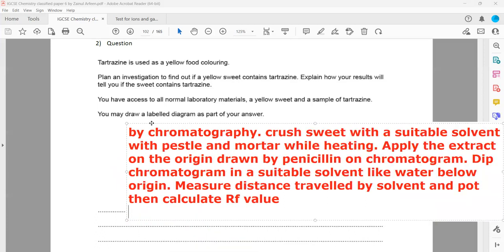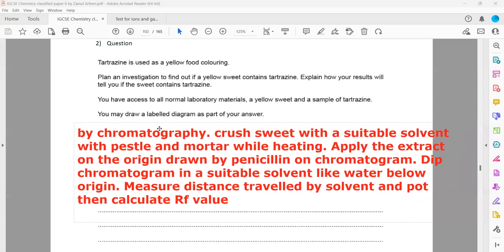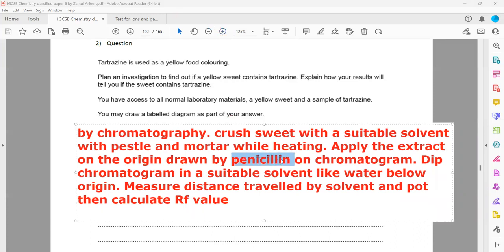So by chromatography, crush the sweet with the suitable solvent with pestle and mortar. That's right. Then you can apply heat to increase the dissolving, and apply the extract on the origin. And how do you apply the extract? Actually, we say place it. Dipping will dissolve the extract in the water.